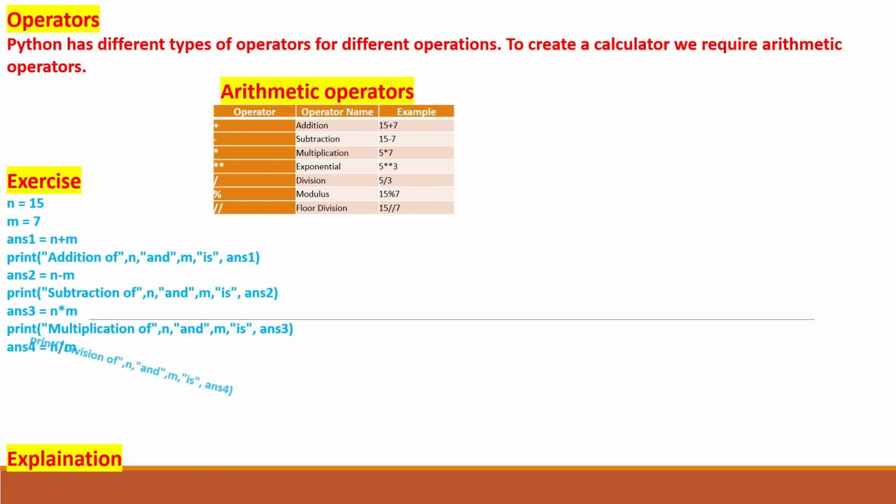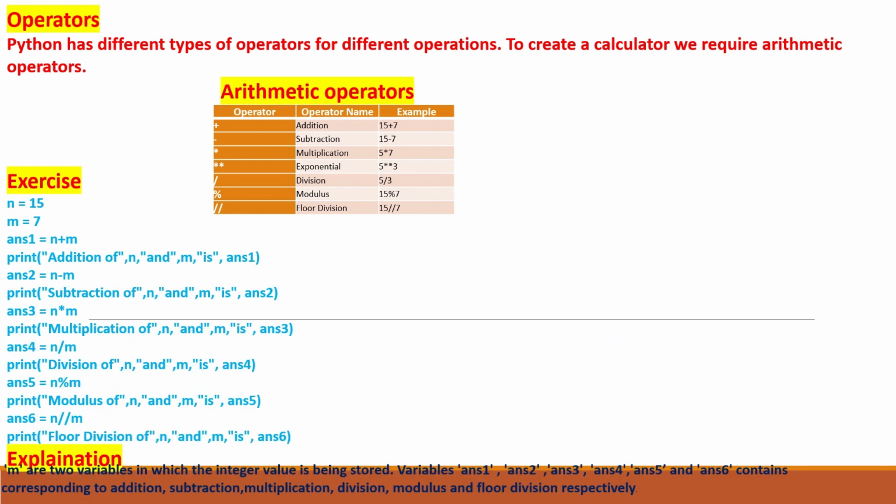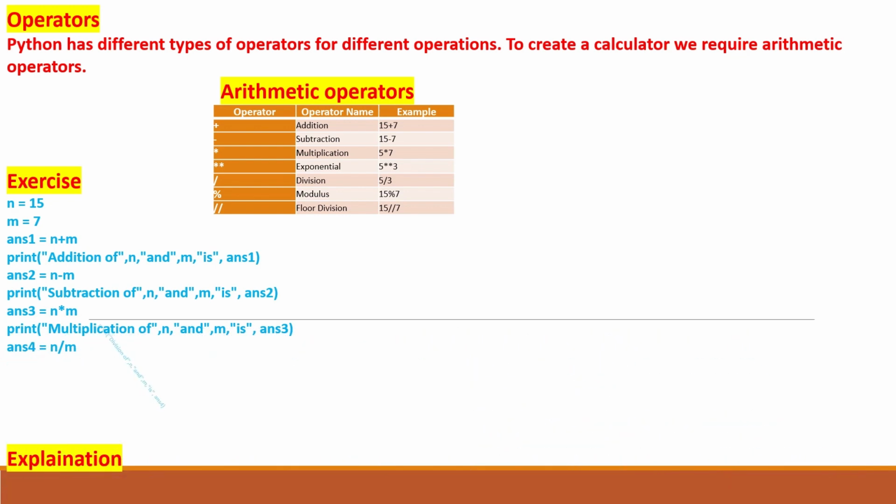Exercise. n is equal to 15. m is equal to 7. ans1 is equal to n + m. Print addition of n and m is ans1. ans2 is equal to n - m. Print subtraction of n and m is ans2.